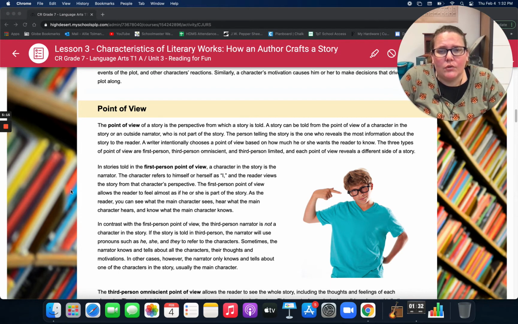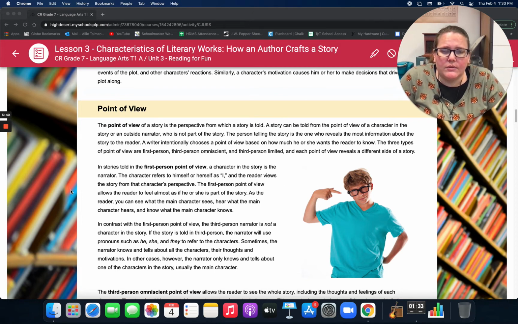In stories told in the first person point of view, a character in the story is the narrator. The character refers to himself or herself as I, and the reader views the story from the character's perspective. The first person point of view allows the reader to feel almost as if he or she is part of the story. As the reader, you can see what the main character sees or hear what the main character hears, and know what the main character knows.